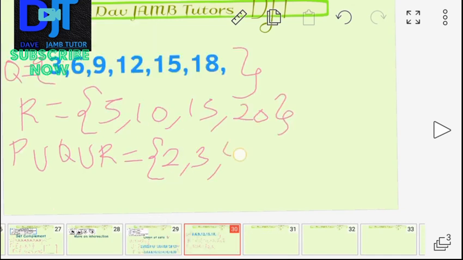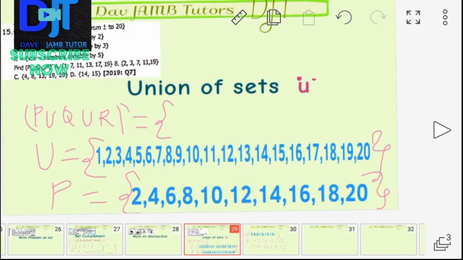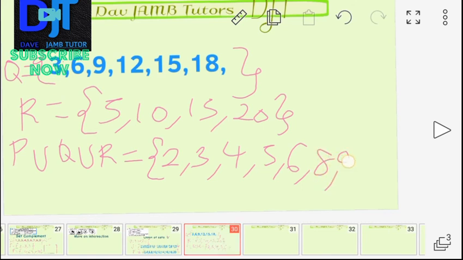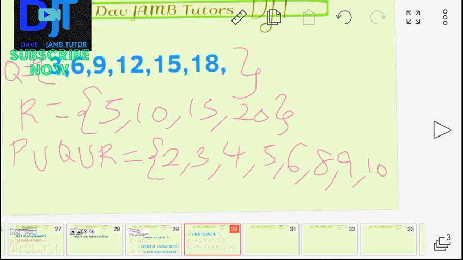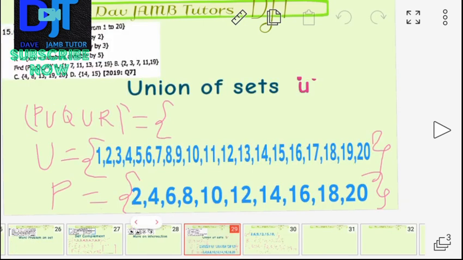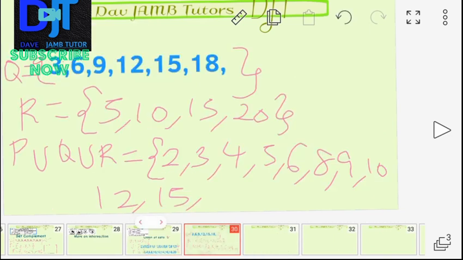So 2, 3, 4, 5, 6, 8, 9, 10, 12, 15. I've missed one. 12, 14, 15, 16, 18, 20. So we close our curly brackets.